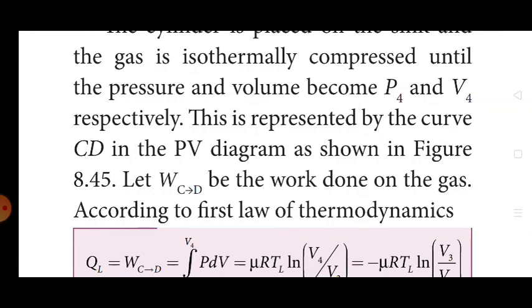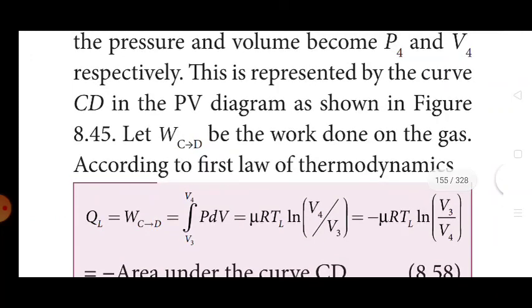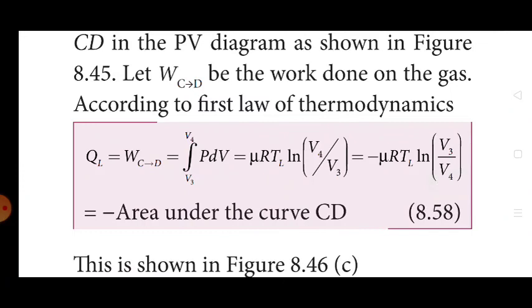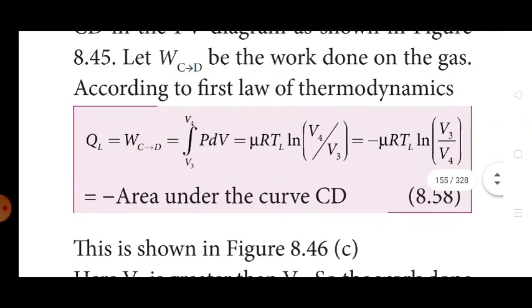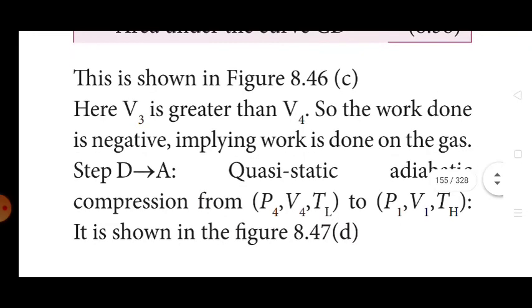Let W C to D be the work done on the gas. According to the first law of thermodynamics, QL is equal to W C to D, the integral from V3 to V4 of PdV, which is equal to mu R TL logarithm of V4 by V3, which is equal to minus mu R TL logarithm of V3 by V4, equal to minus the area under the curve CD. Here V3 is greater than V4, so the work done is negative, implying work done on the gas.